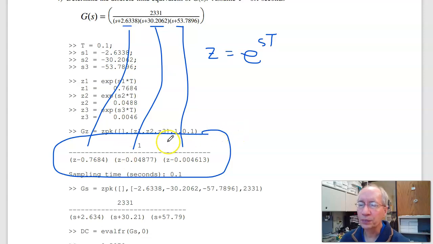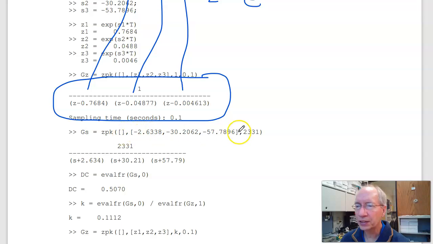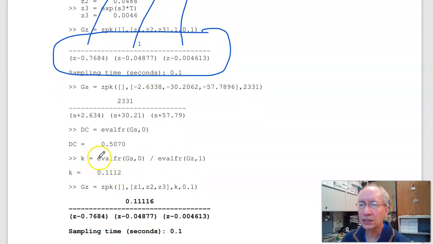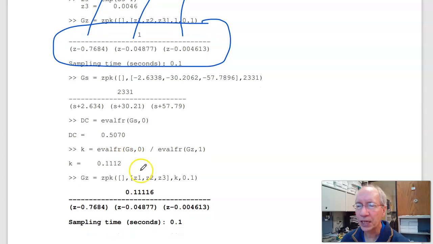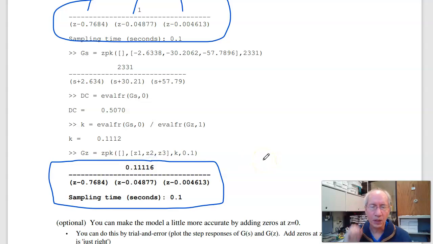The gain's wrong. To get the gain right, match the DC gain. So take g of s at DC, the DC gain is 0.5070. Pick k so that g of z also has the same gain at DC. At DC, s equals 0. At DC, z equals 1. So doing that, here's k, and here's your k of z. For this class, that's good enough.